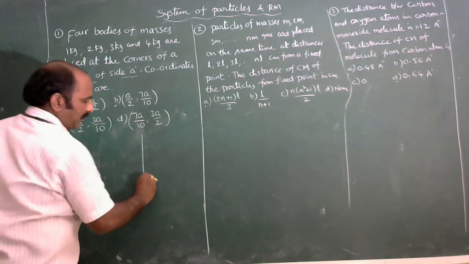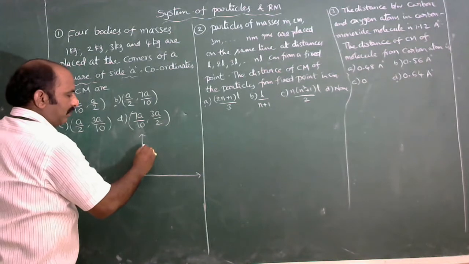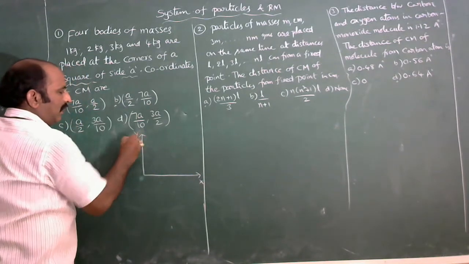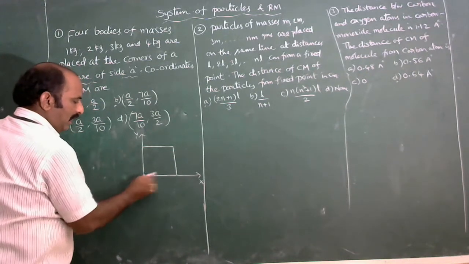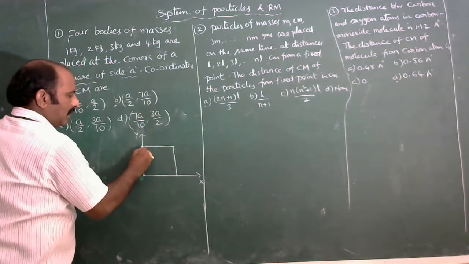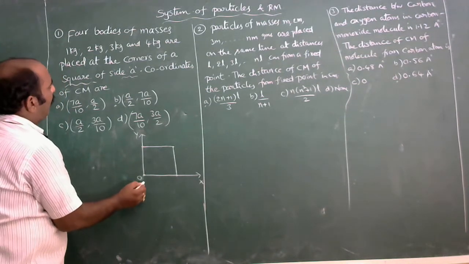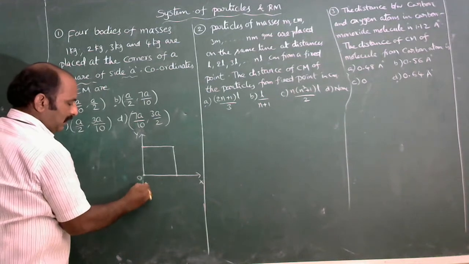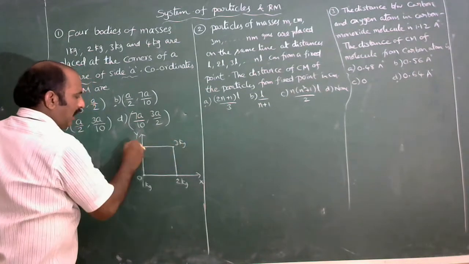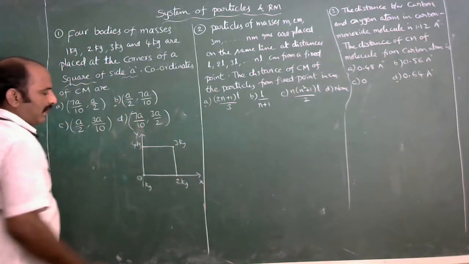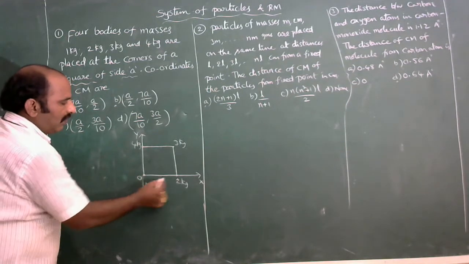First, draw the figure in a coordinate system. Take the xy plane and draw a square. There are four corners. The first corner is taken at origin, where 1 kg is placed. Next 2 kg is here, then 3 kg and 4 kg here. Now tell the coordinates of the four corners.